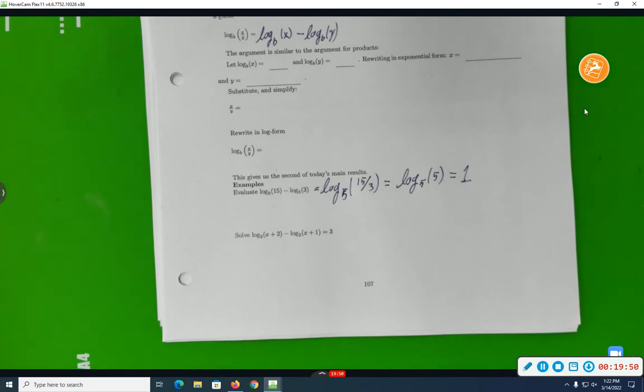Nice. We can use this property also to solve equations. And let's try to do that. Let's try to solve log base 2 of x plus 2 minus log base 2 of x plus 1 equals 3. Cool. So let's just check one thing. Both of those logs have the same base, I hope. Nice.